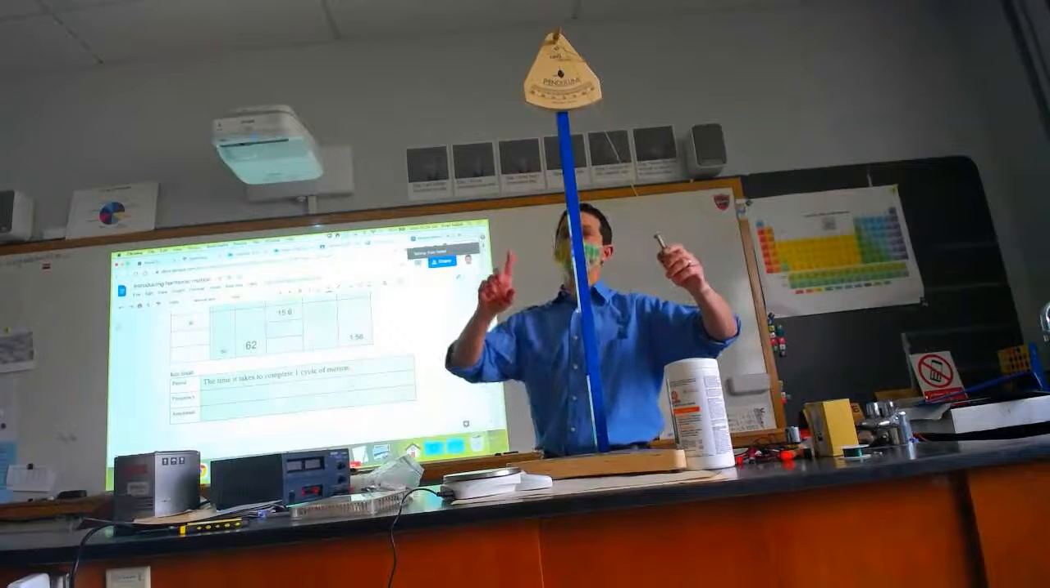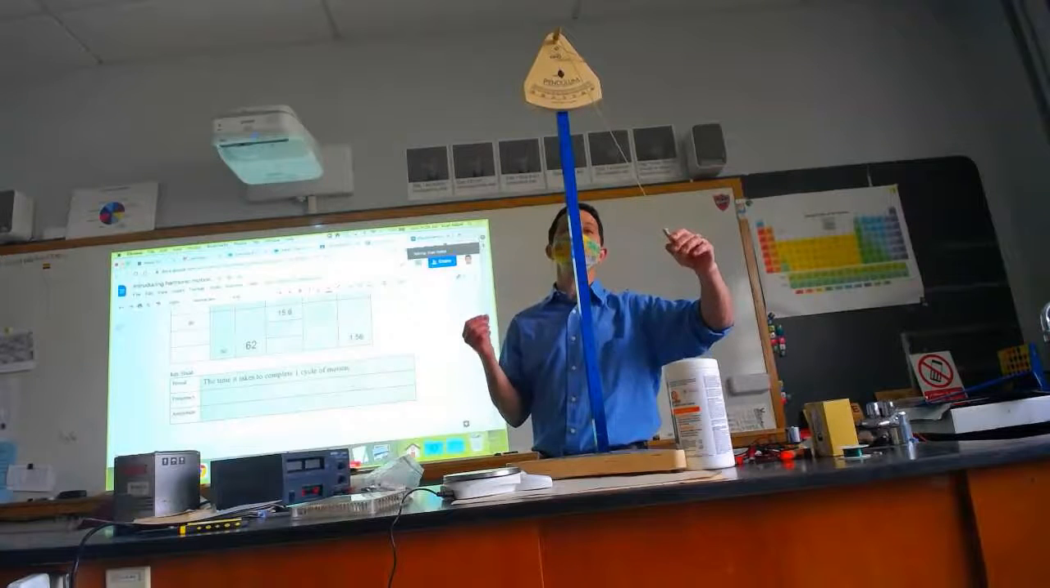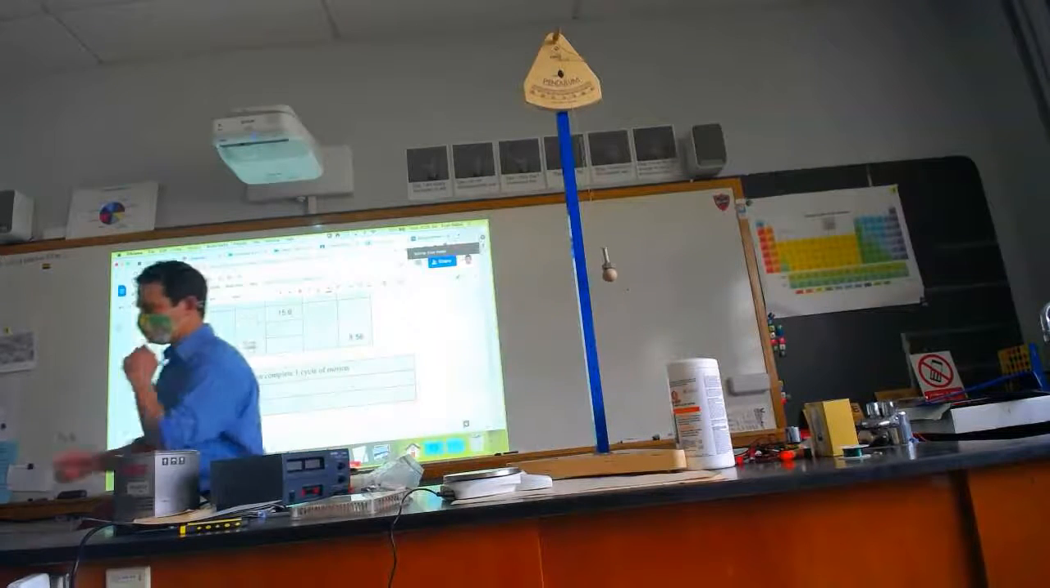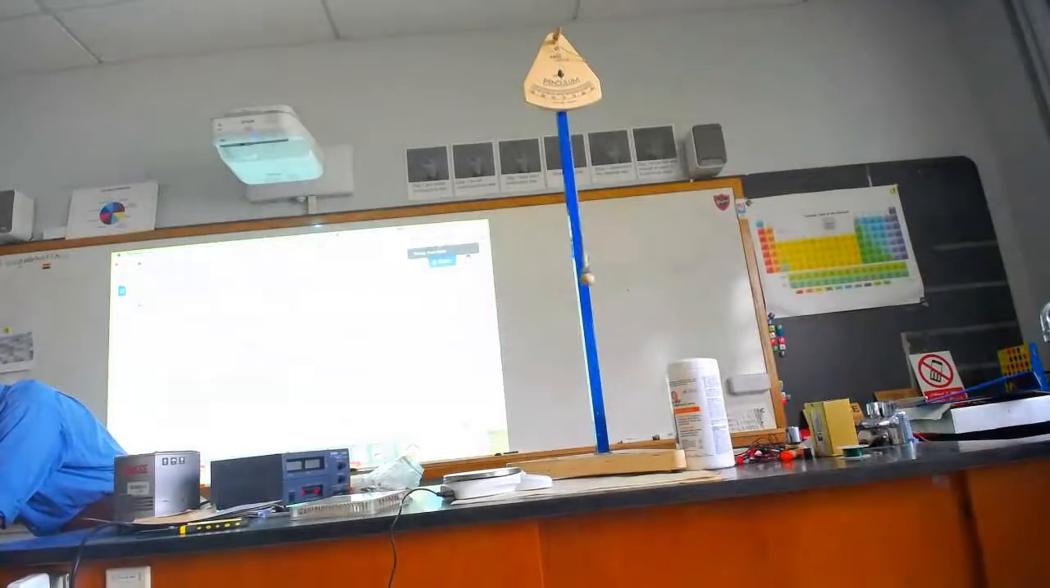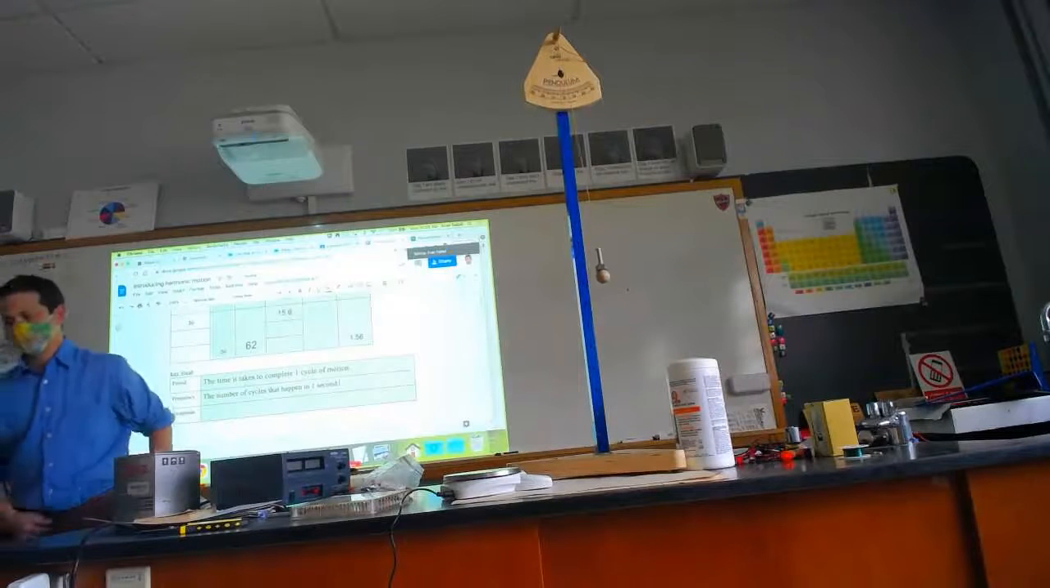But it's a little bit different. Period is the amount of time it takes to do one full cycle, and frequency is the number of cycles that occur in 1 second. So let's write that down as another important definition. The number of cycles that happen in 1 second. And there are easy ways to remember that.